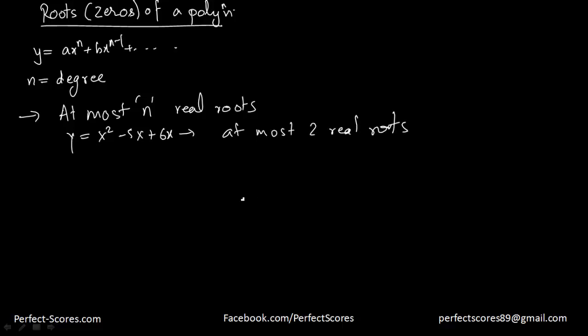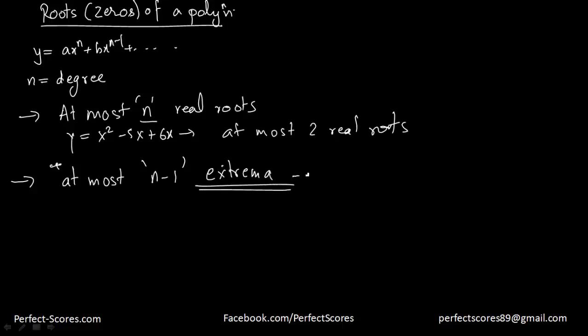Which is the case here. A cubic function is going to have at most 3 real roots. So if a polynomial is there and the degree is n, then it's going to have n real roots. And again, if it's going to have n real roots, it's going to have at most n minus 1 extrema. What do you mean by extrema? Extrema means it's going to have n minus 1 maximum or minimum points.